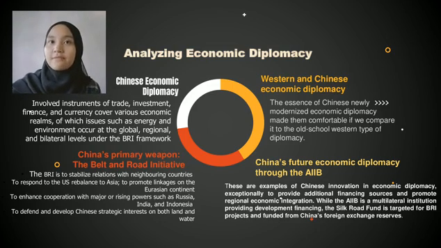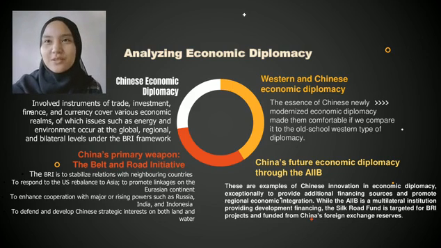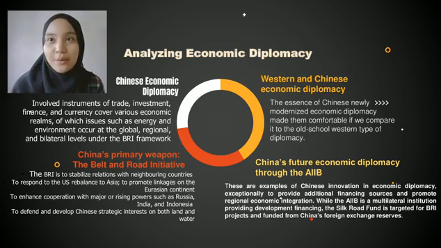So, economic benefits aside, spearheading regional financial agreements such as the ASEAN-led Regional Comprehensive Economic Partnership is framed to enhance China's leadership and counter the U.S. attempts to exclude China. The Asian Infrastructure Investment Bank, or AIIB, and the Silk Road Fund are cited as examples of China's innovation in economic diplomacy, mainly to provide additional financing resources and promote regional economic integration.